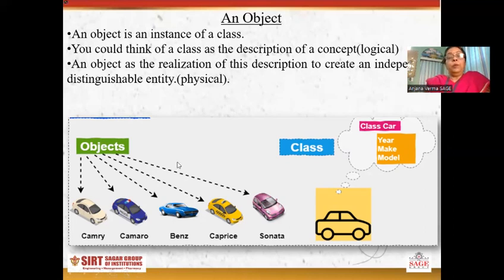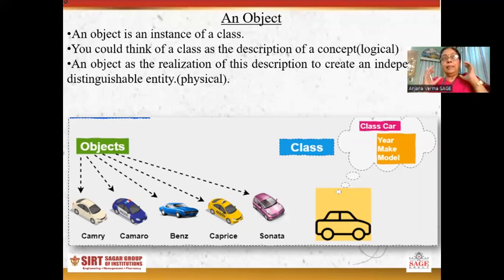Okay. Now, I think you got what is an object. Object is an instance of class. Object is a real entity of class, a physical entity of class. And class means the common characteristics or group of objects.